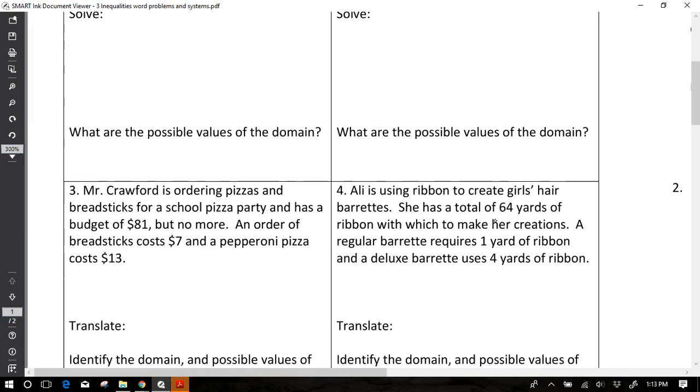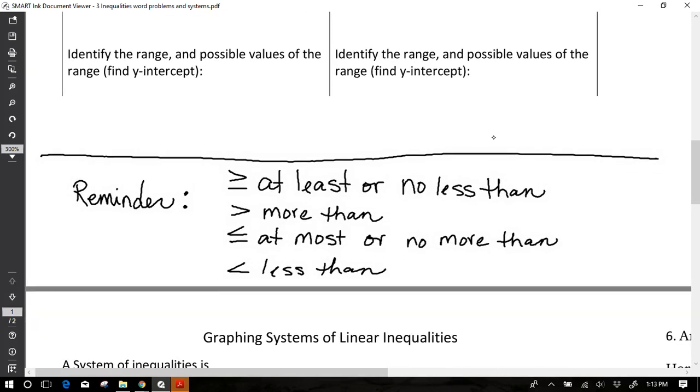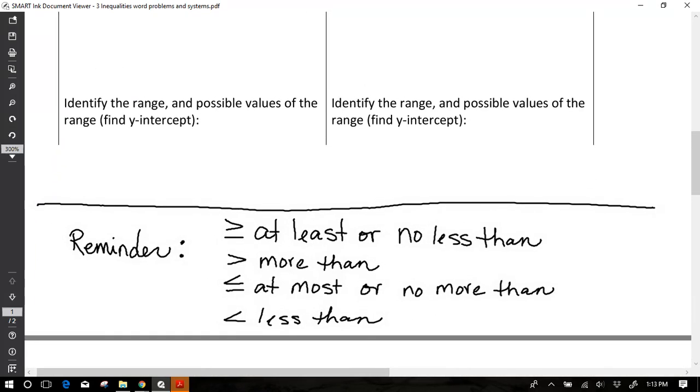What I did was at the very bottom of my paper, I wrote these reminders, okay? Greater than or equal to, in a word problem, you would see at least or no less than. The greater than symbol would just be more than. The less than or equal to, in a word problem, you would see at most or no more than. And then, of course, less than is just less than. So go ahead and add those to the bottom of your paper.